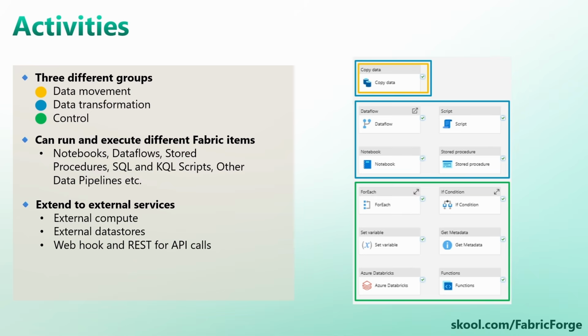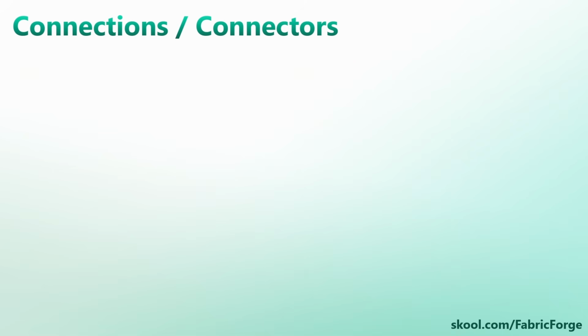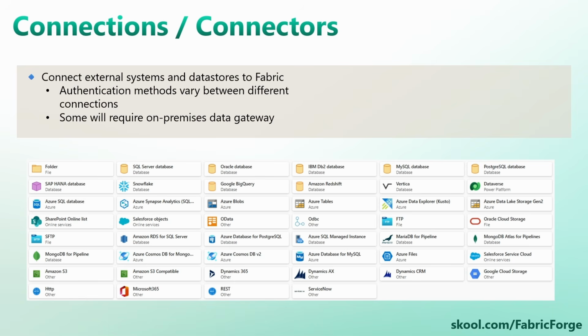However, most of these activities that do things in external systems outside of Fabric require connections to be made. So let's talk about those next. As the name implies, these connections or connectors are links to external systems and services. For copy data, there is already quite an extensive set of external systems to connect to using a variety of authentication methods, and Microsoft is constantly adding new connections to choose from and new authentication methods to old connections.